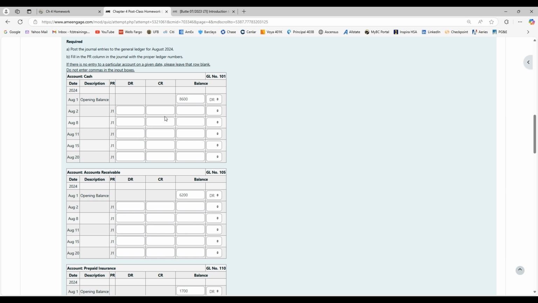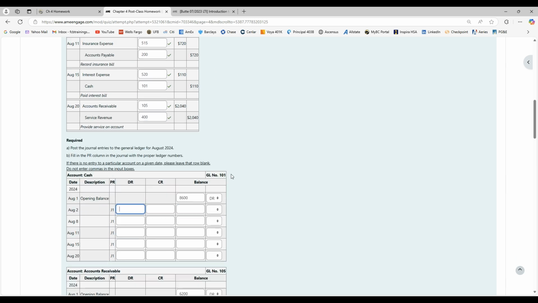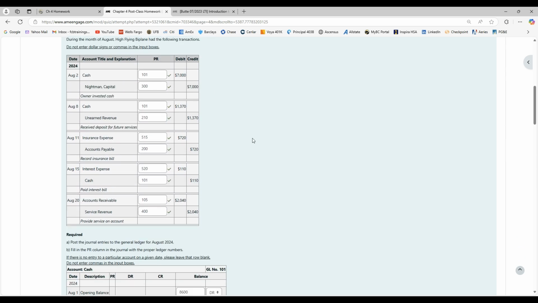Okay, now let's go through and put our journal entries activity, post those to the general ledger. So for transaction 1, we have an increase in cash, and so we have an investment being made here, a contribution into the business. So we're going to debit cash and credit capital for 7,000.